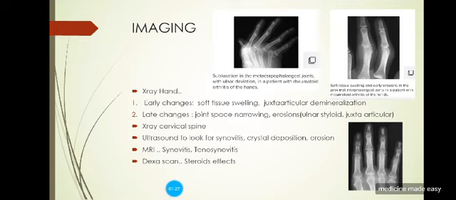The X-ray hand, you can see in the picture also, there is certain soft tissue swelling, along with joint space narrowing, and you can see in the second picture there are erosions present, and periarticular osteopenia also can be observed.